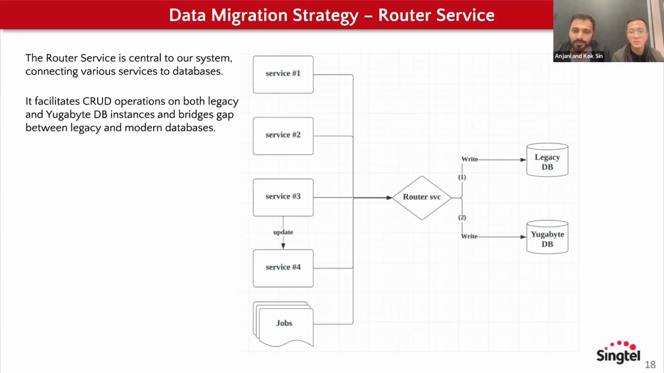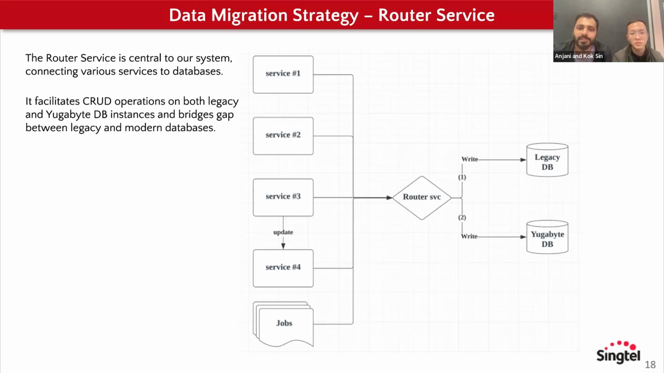Why do we need the router service? How is it related to our database migration? Let's look into this. It helps the services to seamlessly migrate to Yugabyte as the write operations are happening on both legacy database and YugabyteDB. So any update operation has to go first to the legacy database, and YugabyteDB as a secondary.